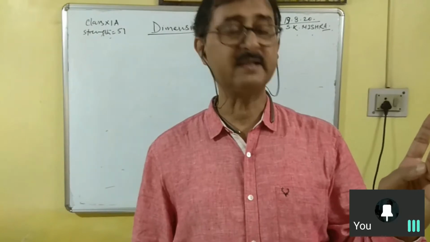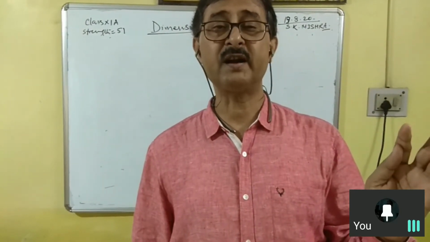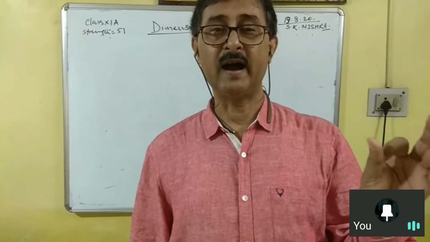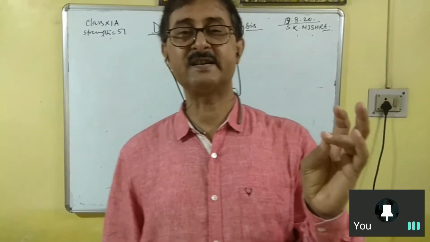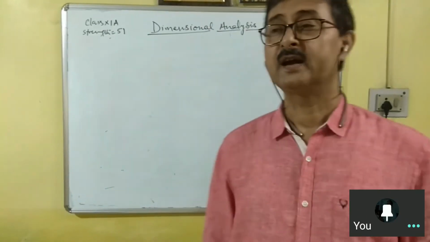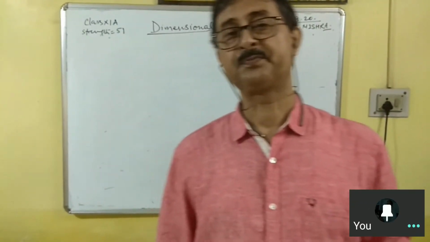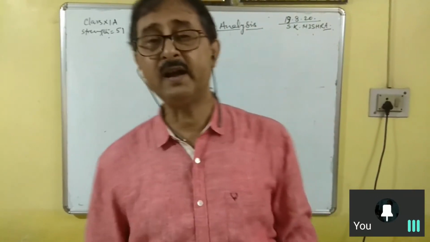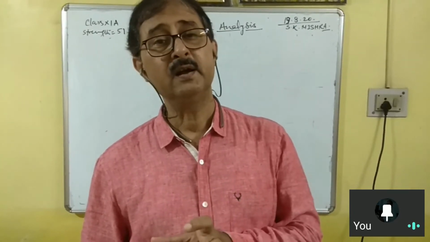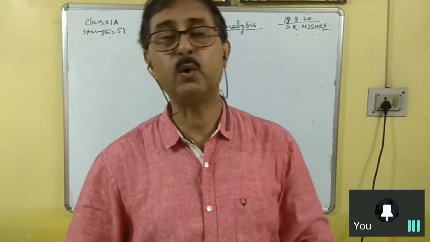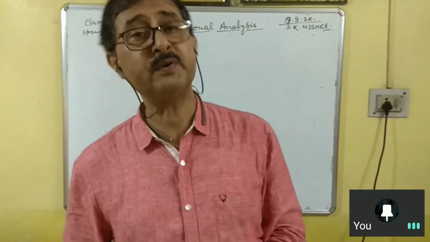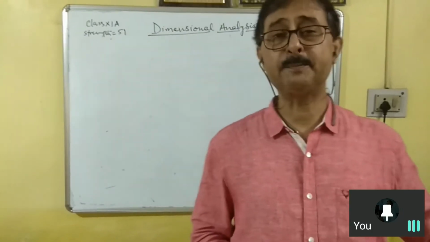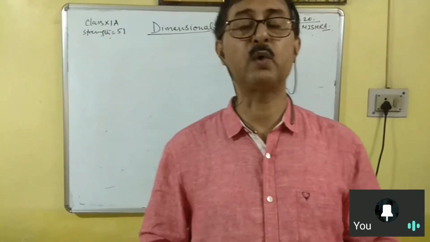Mass, length, time, temperature, current, mole, amount of substance, luminous intensity. So 7 fundamentals and 2 auxiliary unit, supplementary you can say, that is radian and steradian. So 7 fundamental plus 2 supplementary, total 9. That will cover the entire physics. You can express any physical quantity with the help of these 7 plus 2, 9 fundamental quantities.